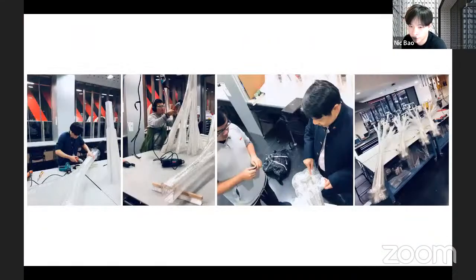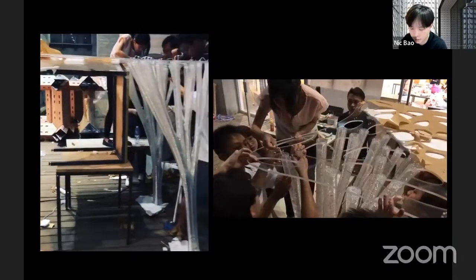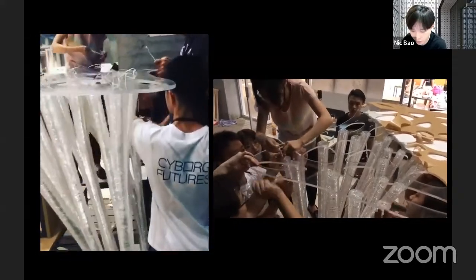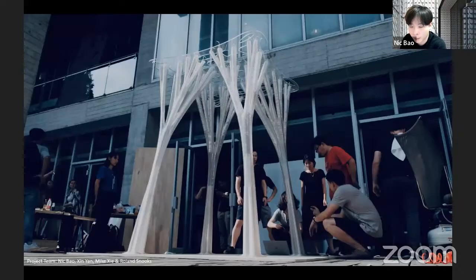After that, we cleaned all the strings, polished the surface, designed the detailed joints, and moved it to Shanghai Tongji University, and assembled it with our students on site. So it's a very early project, three years ago in Shanghai.